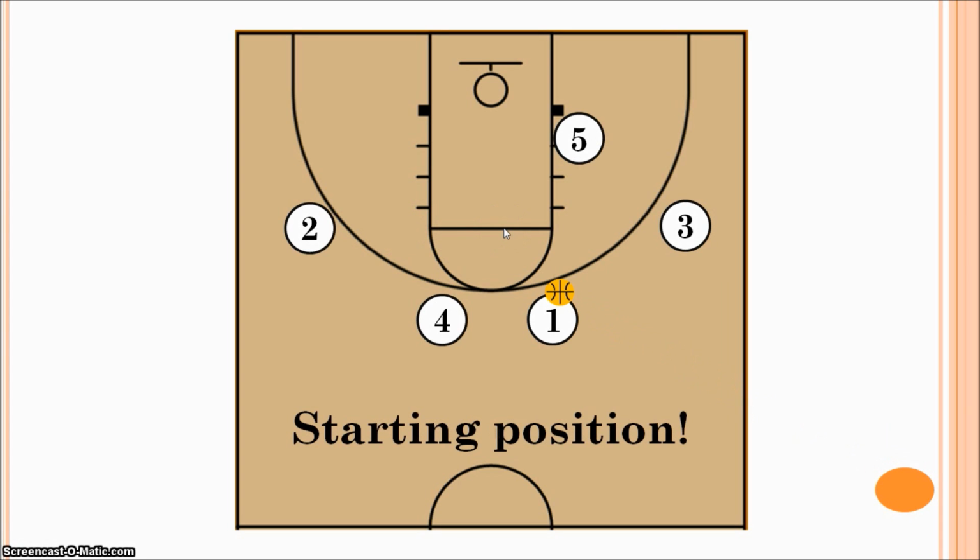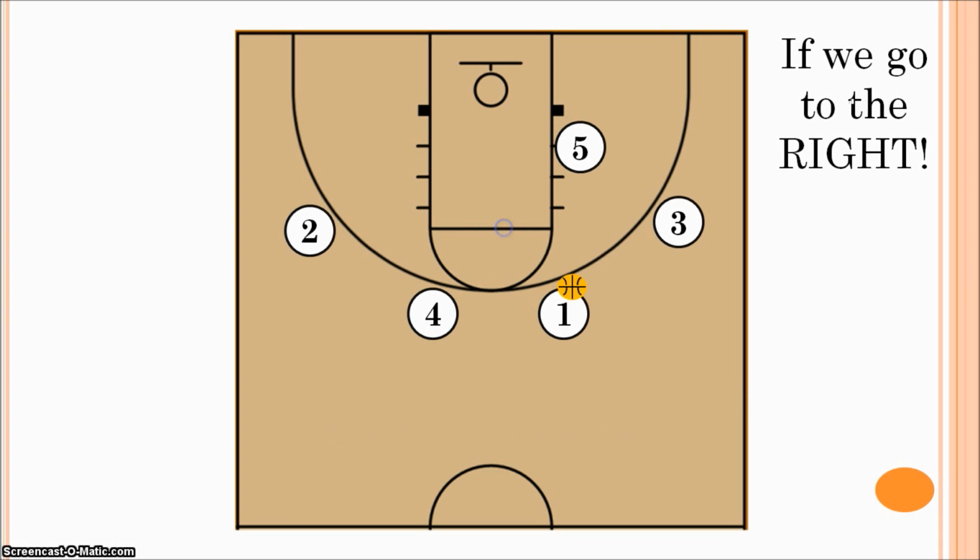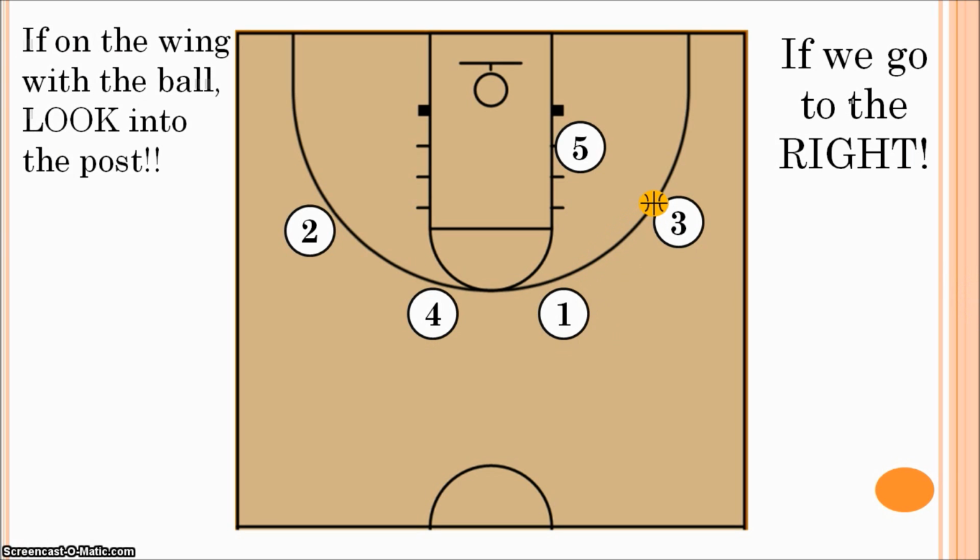After the 1 has brought the ball up into our offensive side of the basketball court, that player has 2 decisions, either to go left or to go to the right with his first pass. Let's say he decides to go to the right and pass the ball to the number 3 position. The ball gets passed over to the 3.